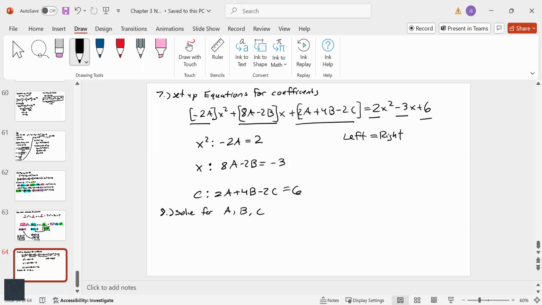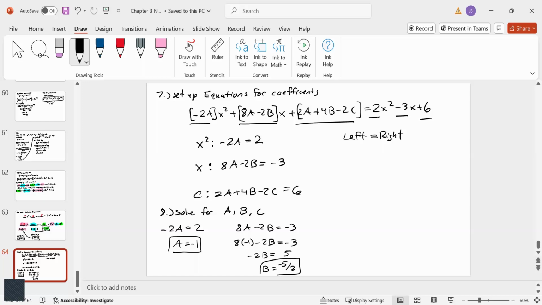So if I want to solve for a, b, c, I would start with the easiest equation. So negative 2a equals 2. So a is equal to negative 1. Then I go to the next equation, right? 8a minus 2b equals negative 3. So 8 times negative 1 minus 2b equals negative 3. So negative 2b is equal to negative 11, right? Because I added it over, but that's not true. It would be added over, so that'd be a negative 5, right? And then, nope, positive 5. Take it back. And then b is equal to negative 5 halves, like that.